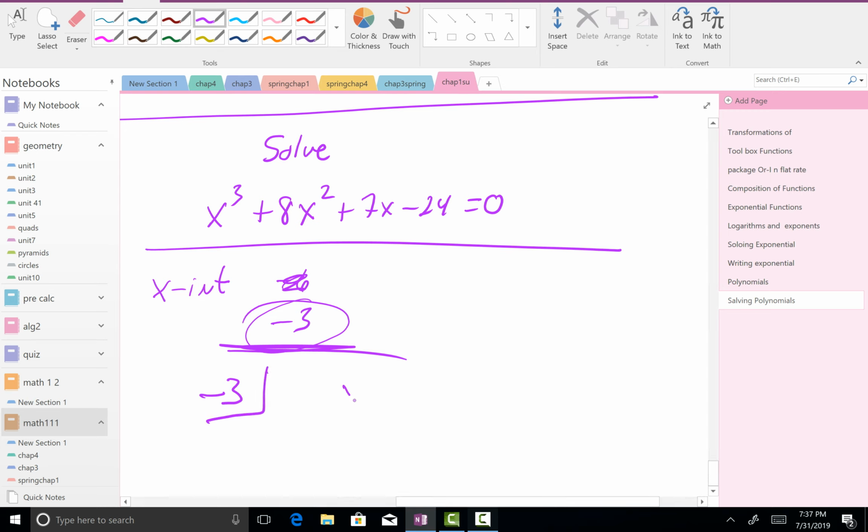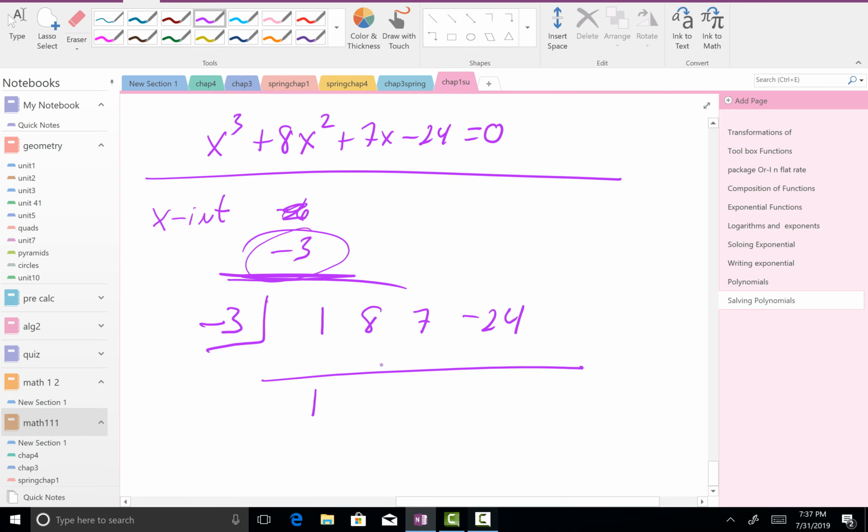So here we go. So we got 1, 8, 7, negative 24. Now I know what I'm going to get for a remainder. If I don't get 0, something's wrong. Okay, here we go. 1, negative 3, 5, negative 15, negative 8, 24, 0. Good deal. That's what I want. Okay, if I don't get a 0 there, then either I messed up my synthetic division, I wrote something down wrong, I graphed something wrong, I got a problem.